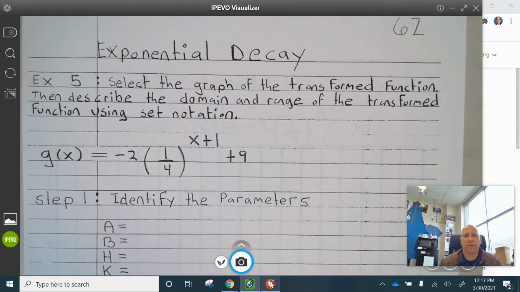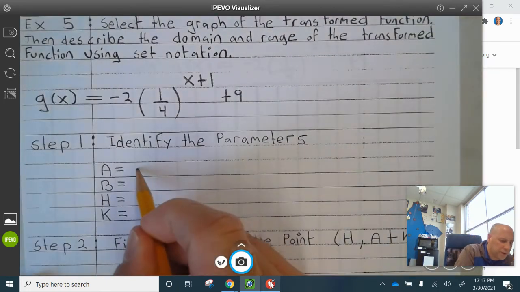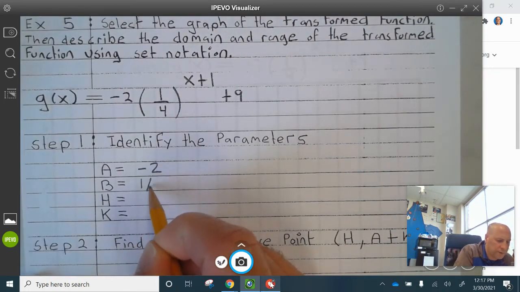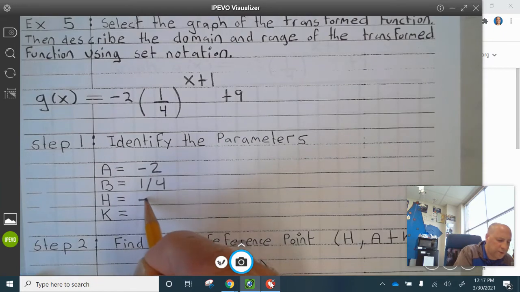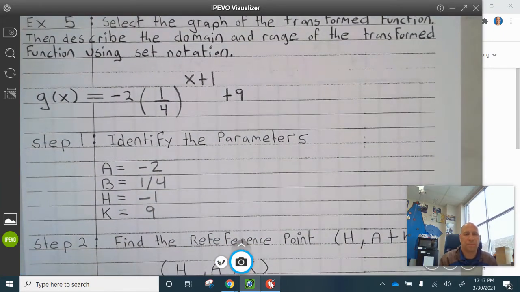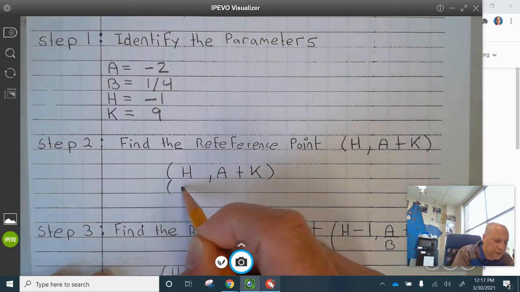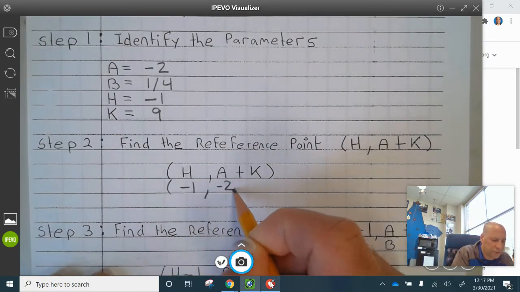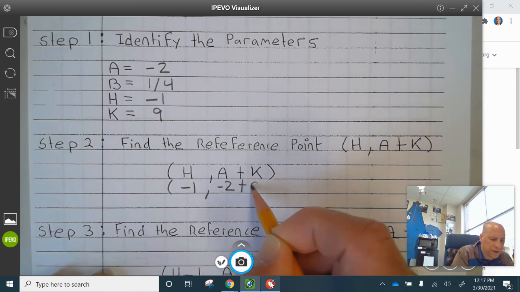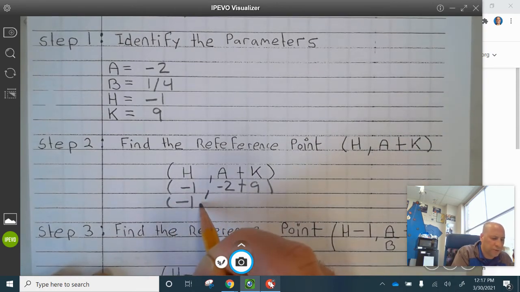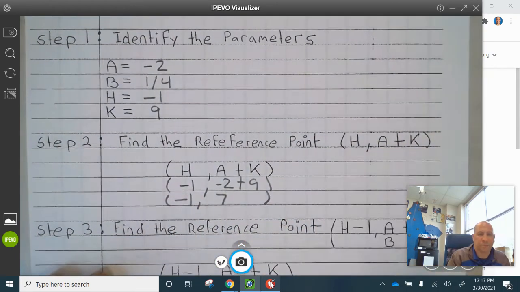Example 5. Select the graph of the transform function, then describe the domain and range of the transform function using set notation. So g of x equals negative 2, parentheses 1 divided by 4, raised to the x plus 1, plus 9. Identify the parameters. So a equals negative 2, b is 1 divided by 4, h is negative 1, k is 9. Find a reference point. So h is negative 1, comma, a, which is negative 2, plus k, which is 9. No calculator needed. That point is negative 1, comma, 7.